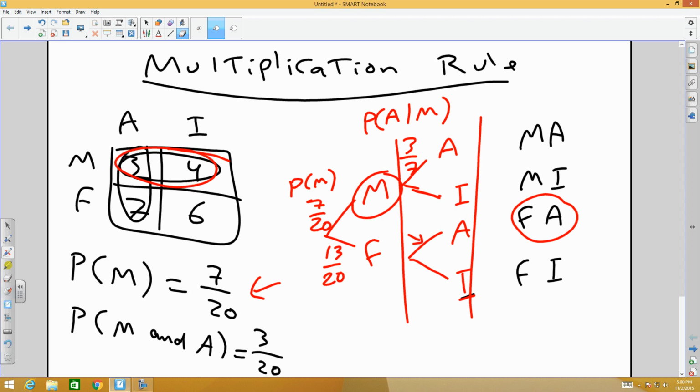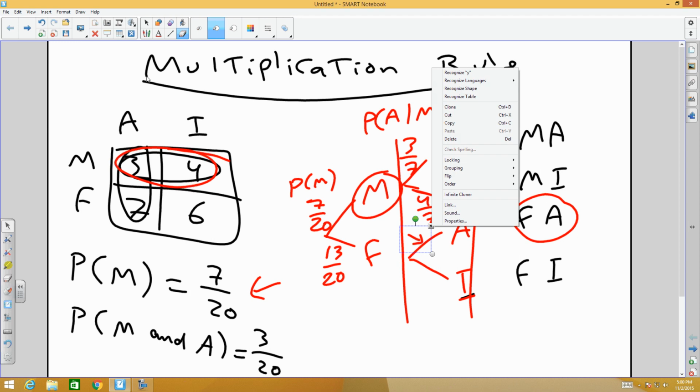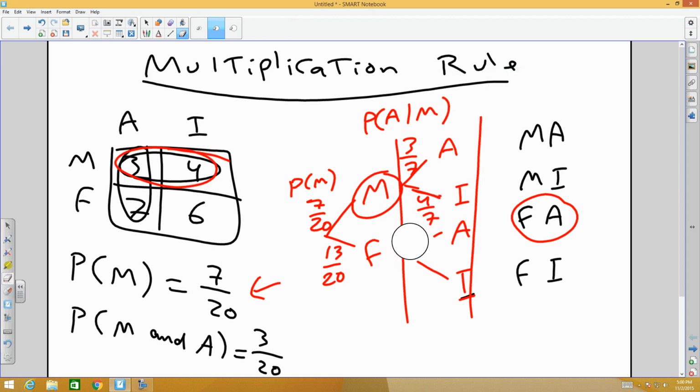I given m, 4 over 7. So from the m, which is total 7, I is the probability of I. Okay, the probability of A... just delete it. Okay, A given F. Yeah, just A given F.